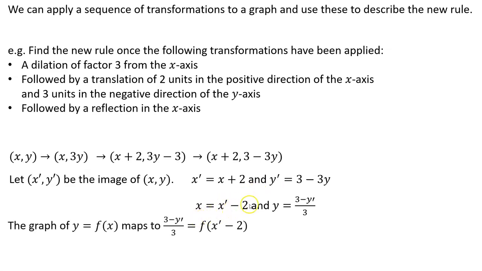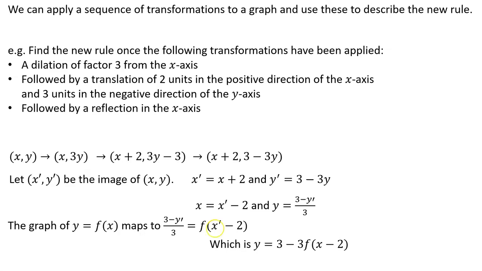Then we take these expressions and substitute them into our y equals f of x. So instead of writing y, I've written 3 minus y dash over 3. Instead of writing x, I've written x minus 2. Then finally, I rearranged this to make y the subject, or y dash the subject, and then I forget about the dashes. And so this is the rule for the image after all of those transformations.